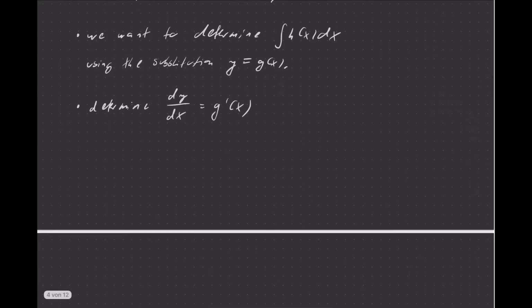And then here comes the very imprecise act. We now take this here as an equation and treat these as formal entities and just solve for dx. So solve this equation for dx. And if we do that, we get dx equals dy over g prime.